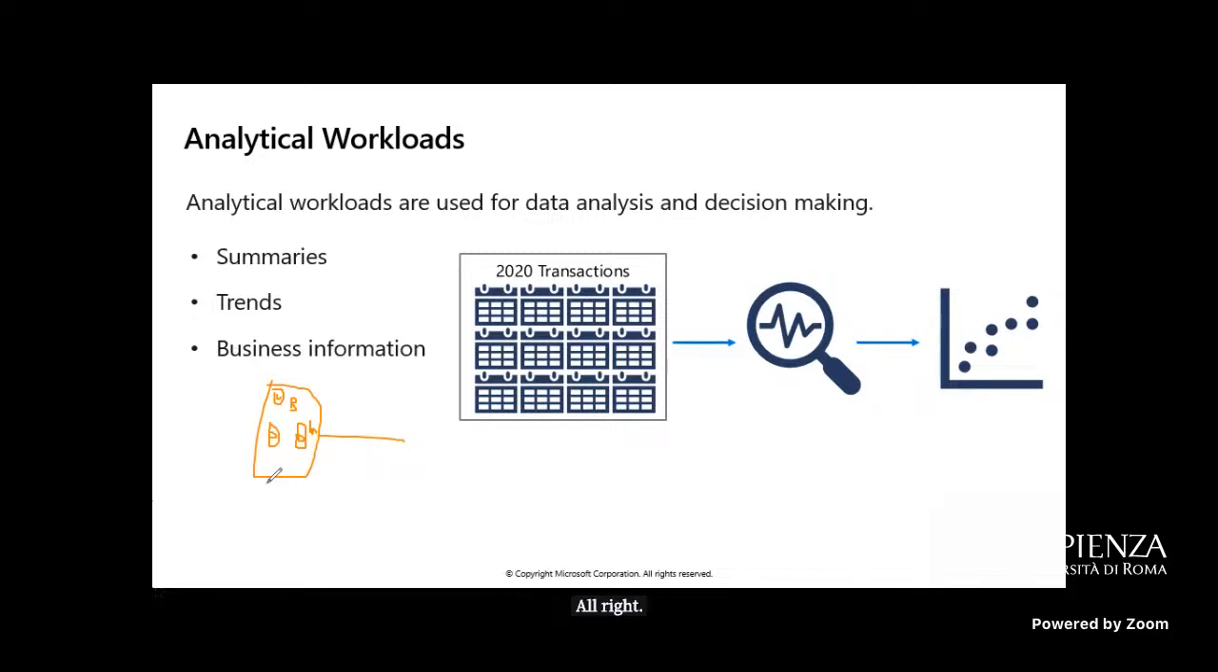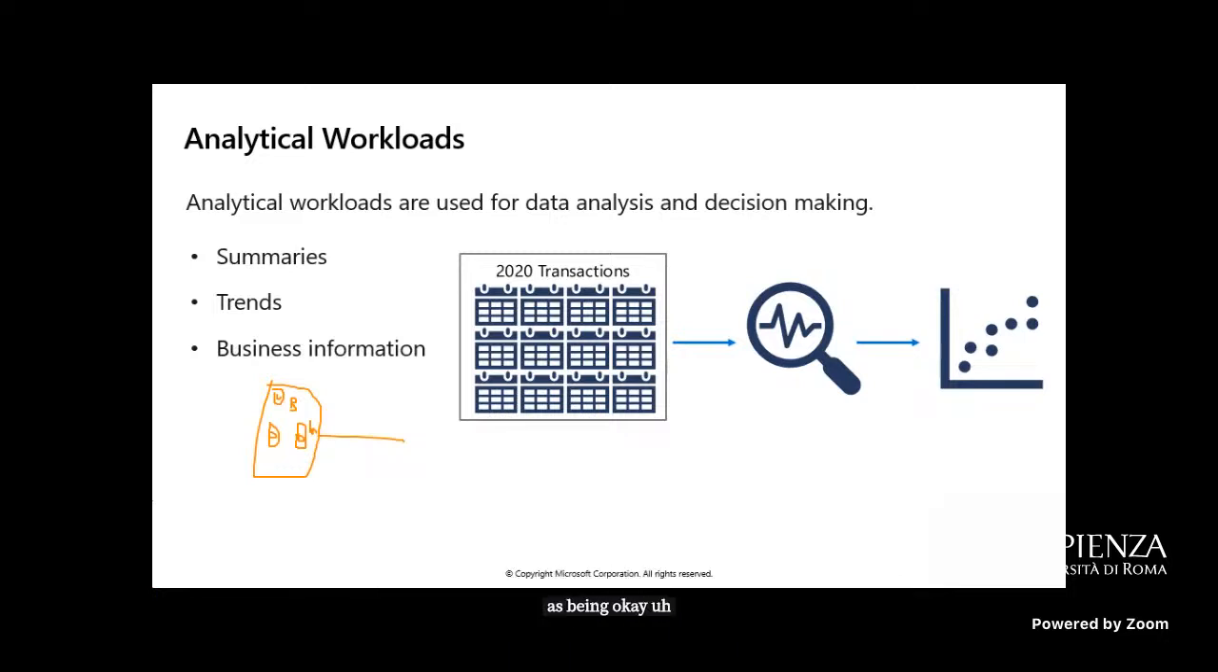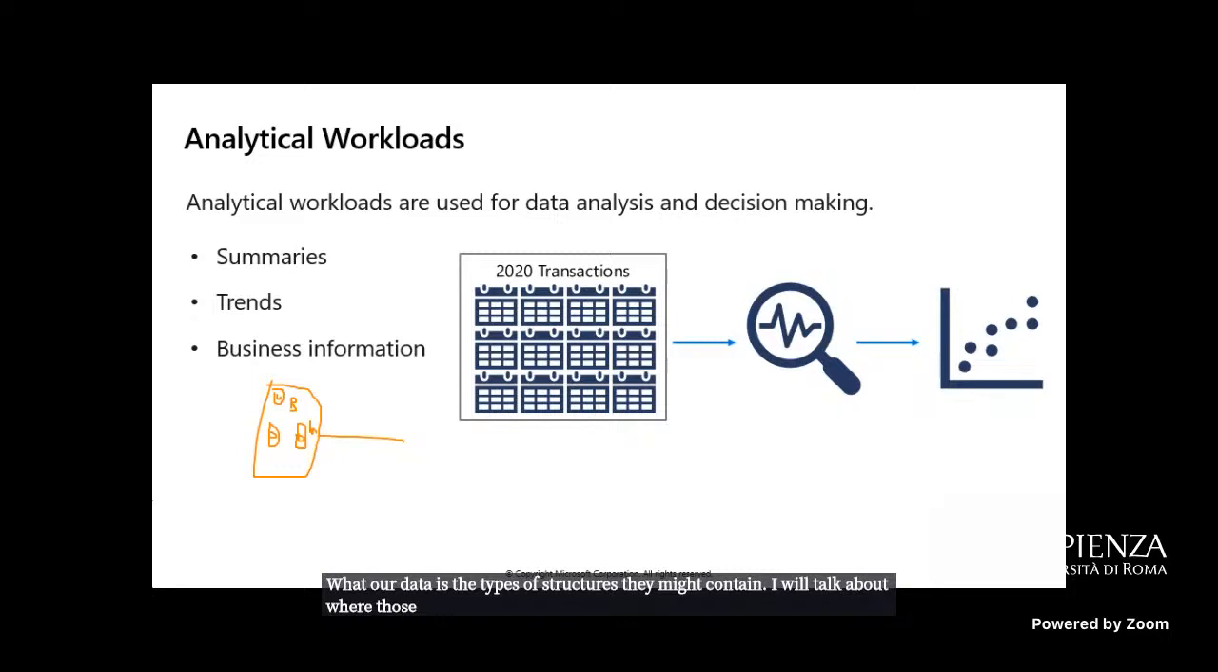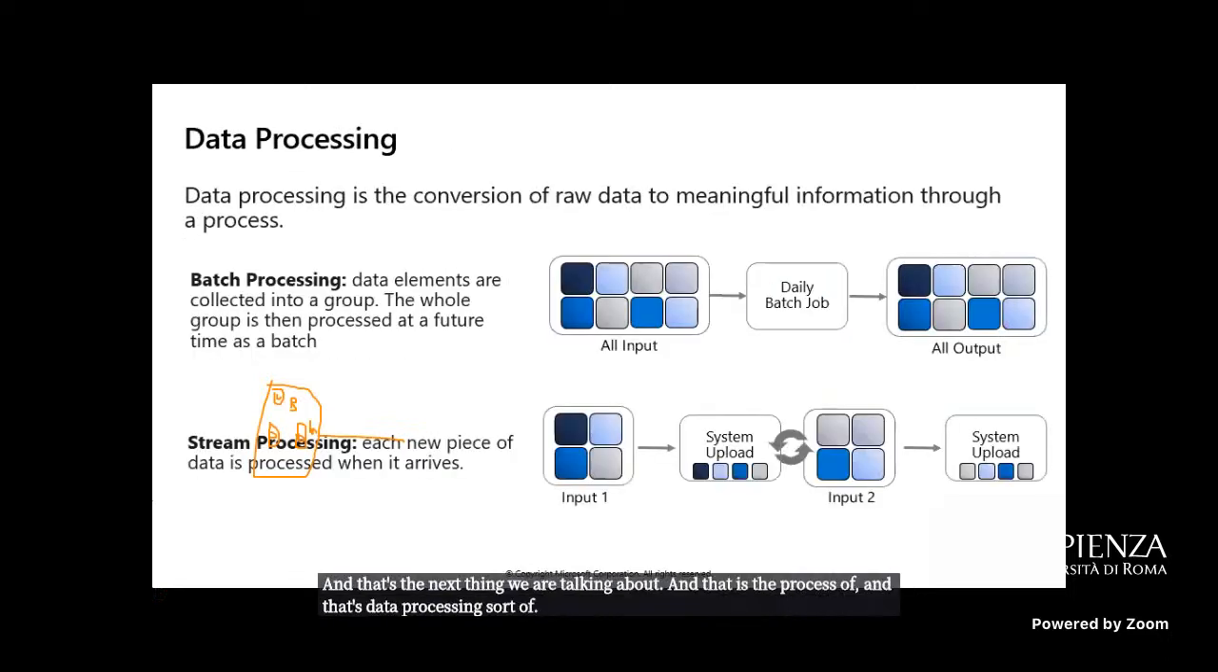Okay, so moving on, the next thing we'll look at is data processing. Everything we've talked about so far has been our data, what our data is, and the types of structures they might contain. We've talked about where that data is put, but we've not really talked about how we put this data where it is, or what the process is that brings it to where it is. And that's the next thing we are talking about. That's data processing.